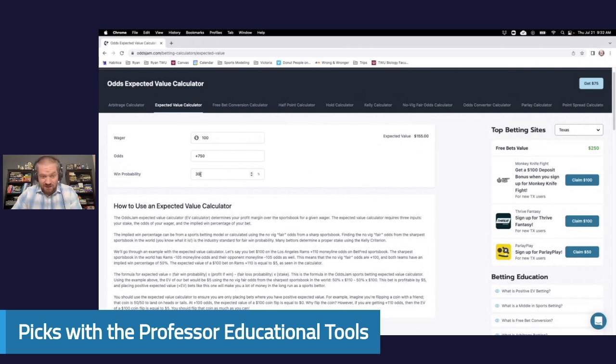Obviously, that would probably be unrealistic. You're probably not going to get plus 750 on something like that. But even if it's maybe 15% or something like that, you can play around with this. And it just solves some of the problem of having to do that mental math in your head or building your own Excel spreadsheet. They've got it all taken care of for you. Again, this is a free tool right here.